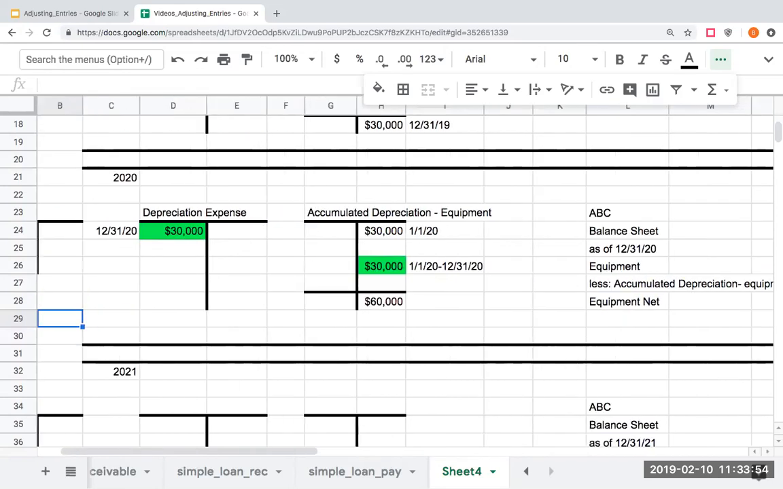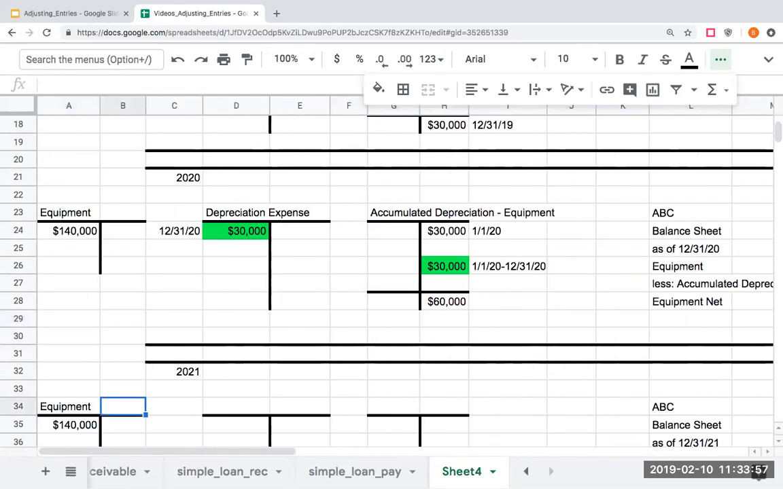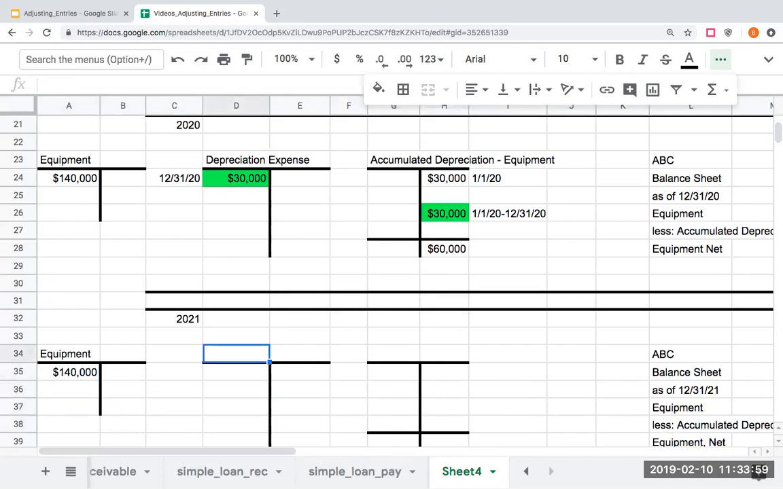Okay, so the next thing we're going to do is now we get to 2021. Well, what happened to the depreciation expense in 2021? Well, that balance got closed out to retained earnings, so this one's gone, and now we start fresh. But my accumulated depreciation on my equipment, my ending balance as of 12/31/20 becomes my beginning balance on 1/1/21 of $60,000. So now, what did I do during the year?